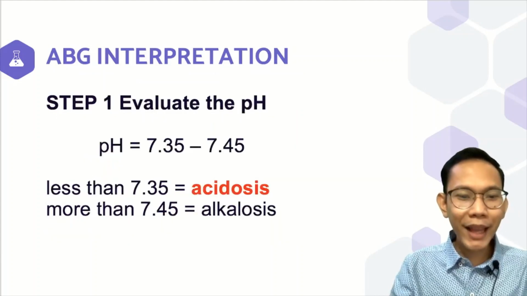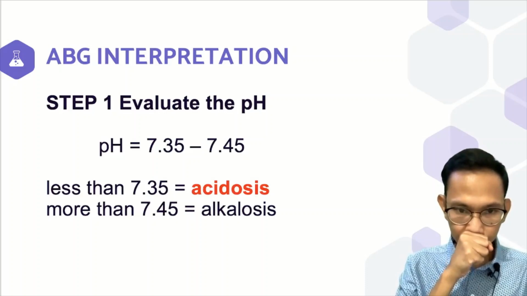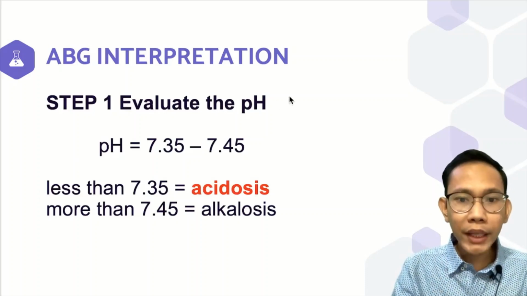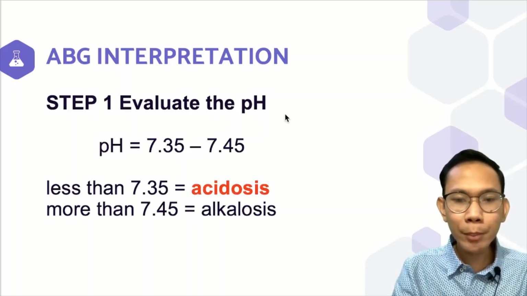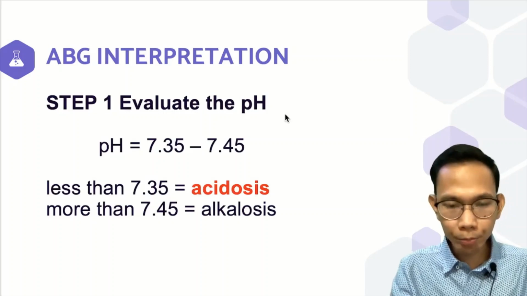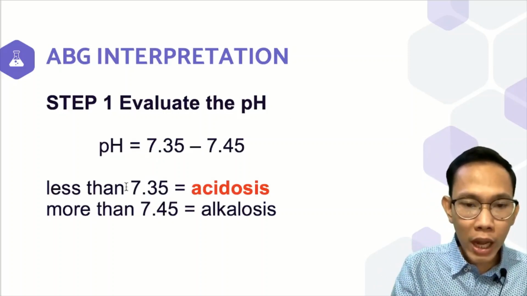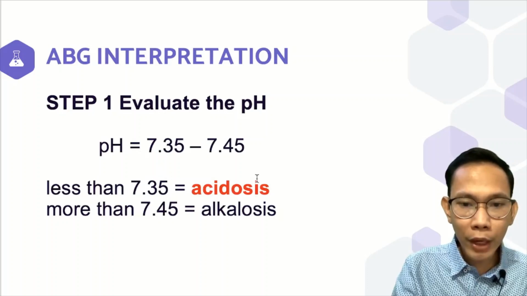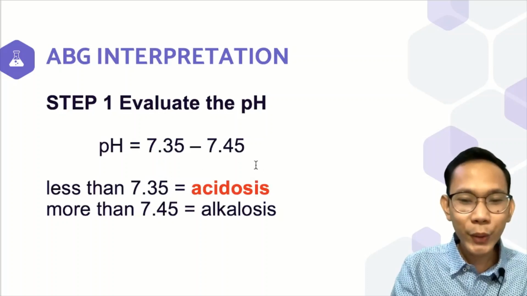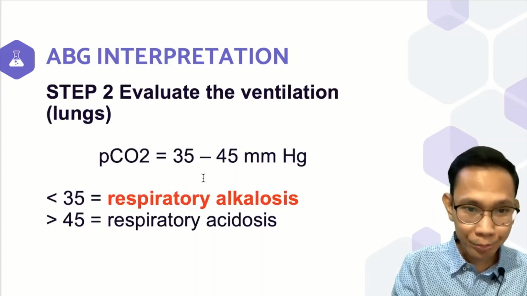So again, balik tayo ha. Ulit-ulitin natin. Step 1, evaluate ng pH. Anong pH ng ating patient? pH ng ating patient is 7.32. So therefore, 7.32 siya, less than 7.35. Therefore, it is acidosis. So as simple as that.